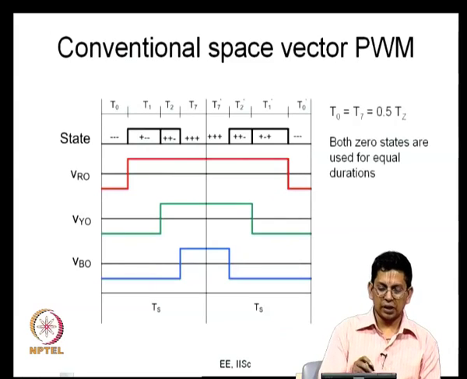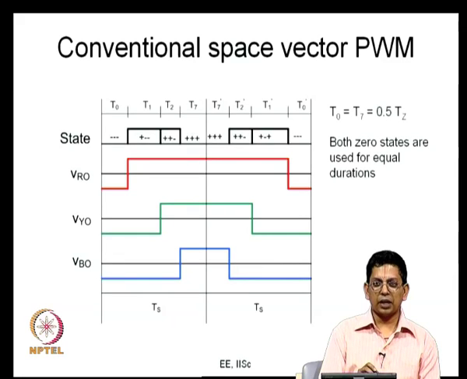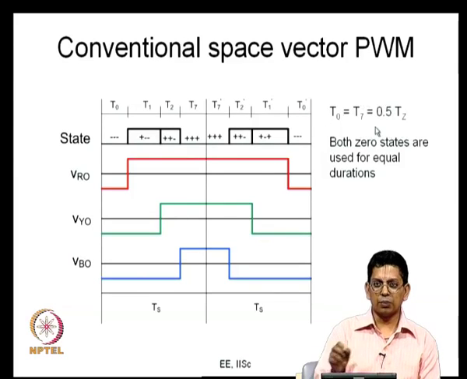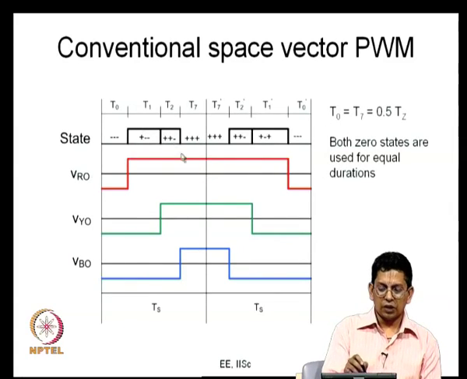So, this is what is indicated in this diagram. You are given a reference vector, you are sampling it, and once you have that sample, you have the value of Vref and alpha. Using the values of Vref and alpha, you are calculating T1, T2 and Tz, and you are dividing this Tz equally between 0 and 7, T0 is equal to T7 is equal to 0.5 Tz, and you are outputting the inverter states like this.